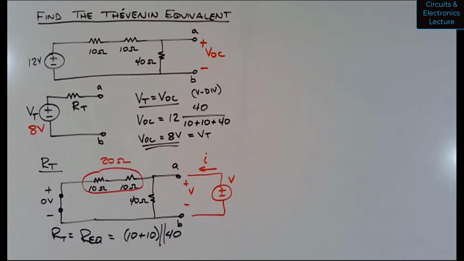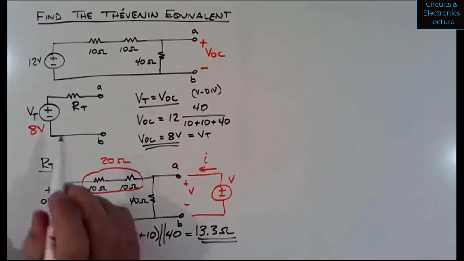But if you buy that the equivalent resistance is 20 in parallel with 40, then you will see that the equivalent resistance and the Thévenin resistance is 13.3 ohms. And so now I write 13.3 up here.